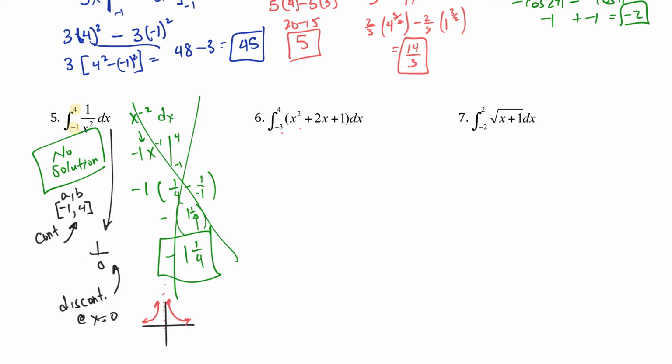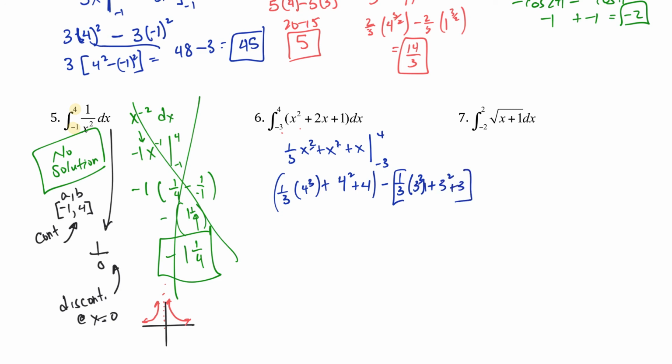Over here, this next one, yes, it's going to be continuous on the bounds because it's a polynomial. So for this, I will get 1/3 x cubed plus x squared plus x when I integrate it from negative 3 to 4. This is x cubed, I should have said. I said it, but I didn't write it. And this will give me 1/3 times 4 cubed plus 4 squared plus 4, minus 1/3 times negative 3 cubed plus negative 3 squared plus negative 3. It looks like that. So all said and done, you get 44 1/3.